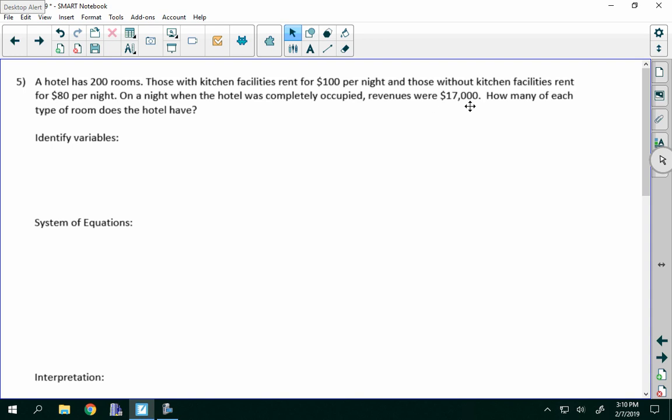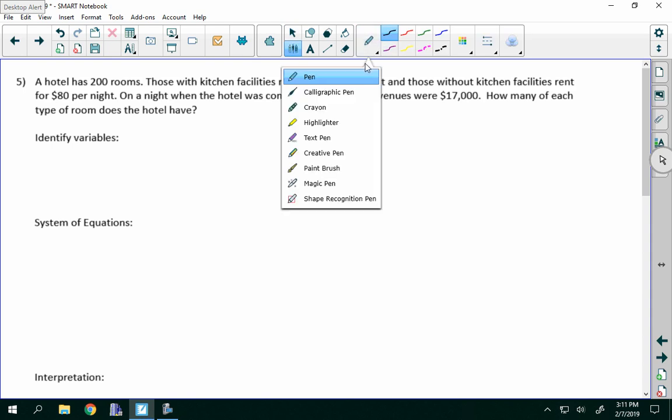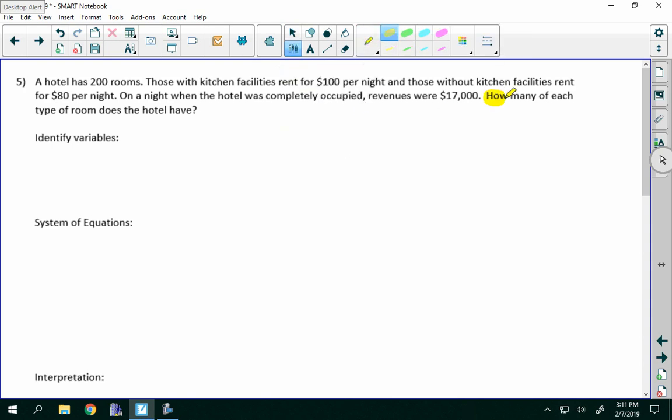So as I've mentioned before, the story is different, the context is different, yet the approach is pretty similar for all of these problems. So again, you want to look at the question that you're being asked to find, and that gives you a sense of where you can begin to identify your unknown quantities. So how many of each type of room does the hotel have?